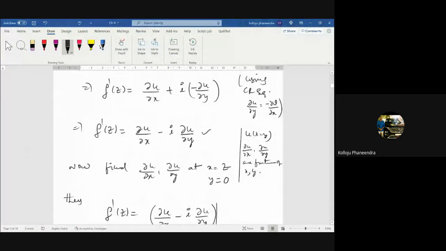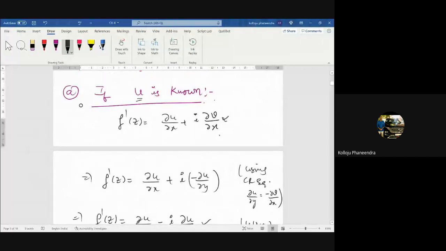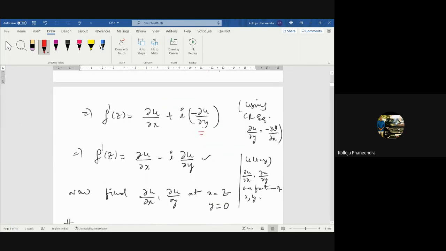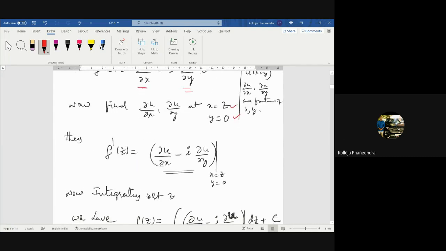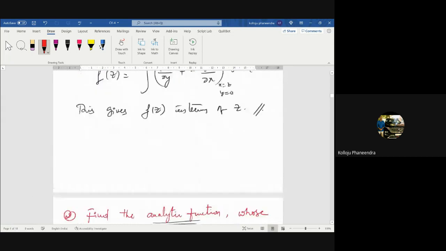When u is known, first write f dash z. Then only u is known, so replace dou v by dou x by minus dou u by dou y. That's it, enough. So I will get dou u by dou x minus i dou u by dou y. Evaluate these partial derivatives at x equal to z, y equal to 0, then integrate. That's it. That gives the answer. So the logic is here.